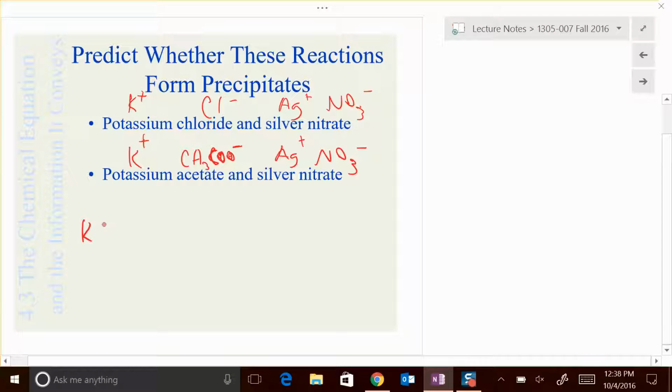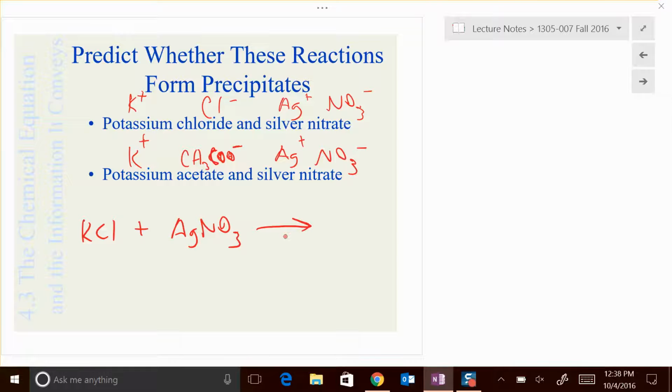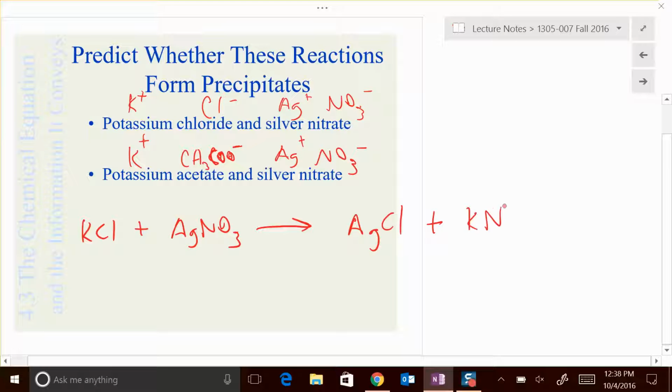So we have KCl, 1:1, plus silver nitrate, 1 silver, 1 nitrate. These are going to be double replacement reactions. So what are my products? Silver chloride, potassium nitrate.